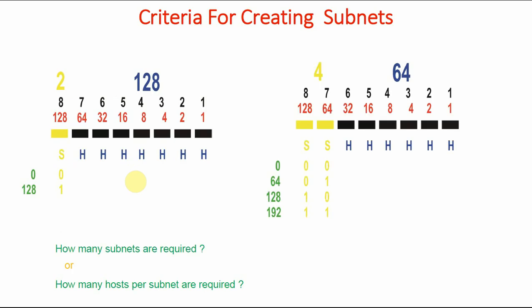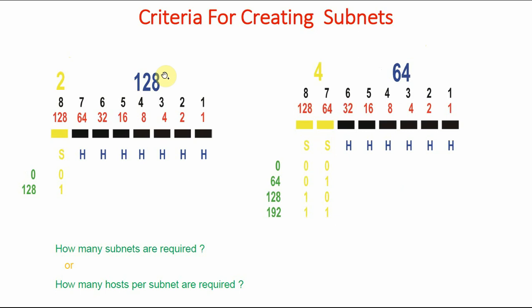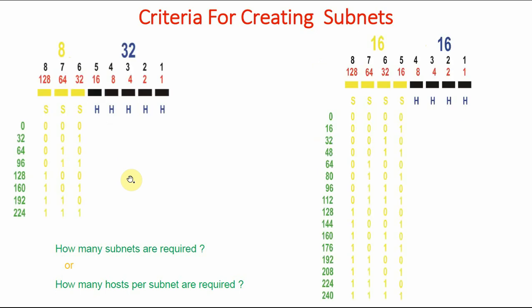So let me give certain examples. We can specify that we want 2 subnets, or we need 4 subnets, or we need 8 subnets, or we need 16 subnets. Or the other criteria could be we need 120 hosts, or we need 60 hosts, or we need 30 hosts, or we need 14 hosts.